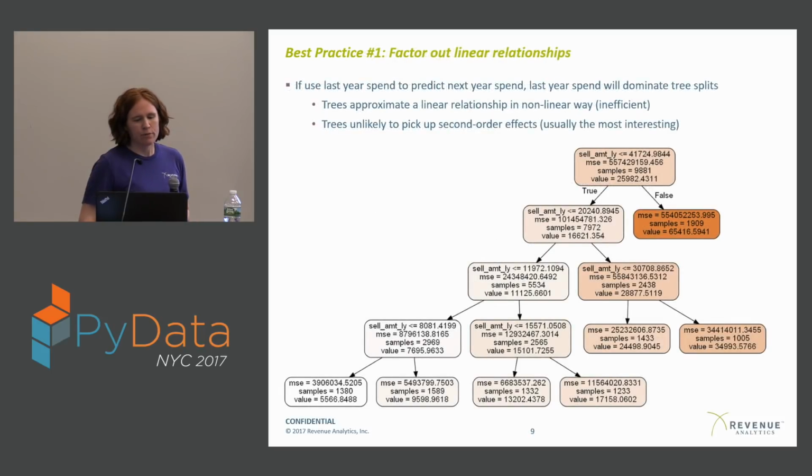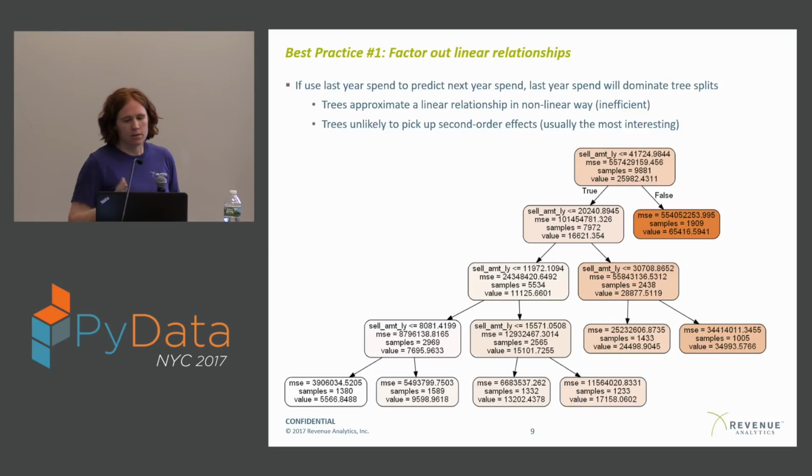To start, if we just basically throw our data into a random forest model and use last year's spend as one of the variables to predict next year's spend, we'll see that last year's spend will completely dominate our tree splits. I have a single tree on the slide here. What I did was fit a random forest with scikit-learn, I believe with 30 trees, and just randomly pulled one out and plotted the result.